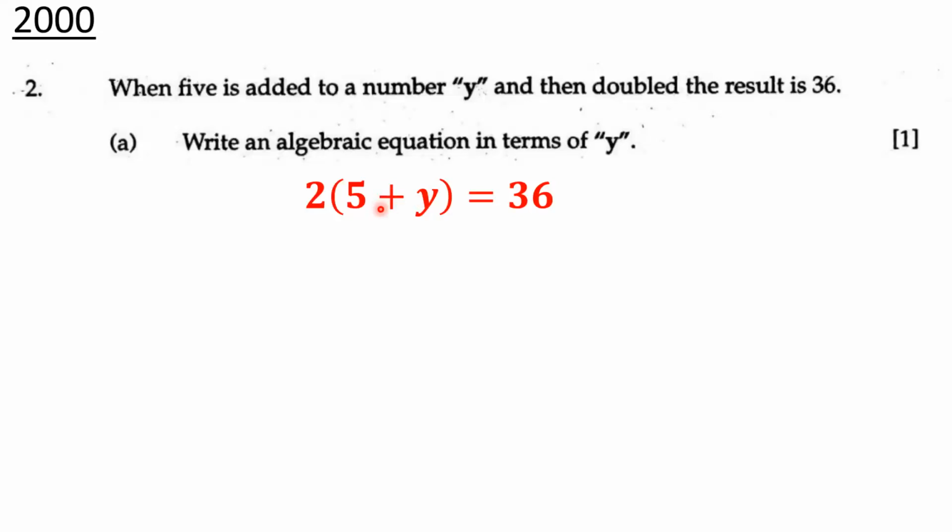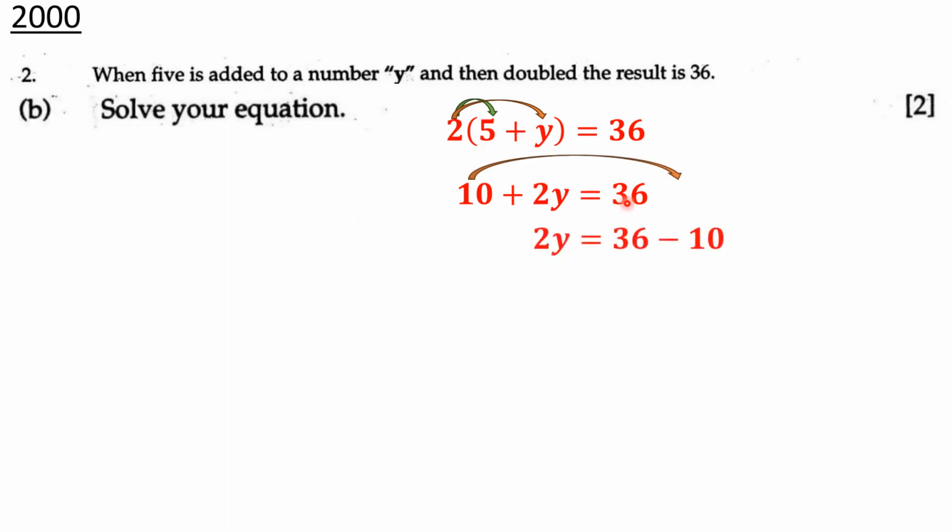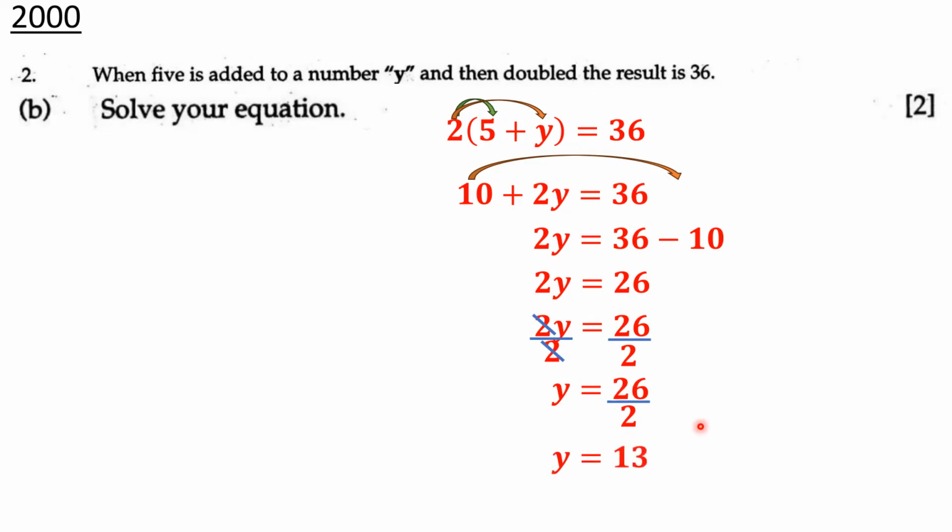Now we have the equation. Now we're going to solve the equation. And so we have to distribute the 2 times 5, and then 2 times y. 2 times 5 is definitely 10, and 2 times y is definitely 2y, equals 36. We're going to send the 10 over the equal sign, so we have 36 minus 10, and 36 minus 10 is definitely 26. We divide both sides of the equation by 2, and we cancel, so we have y is equal to 26 divided by 2. 26 divided by 2 is definitely 13, so the answer is y is equal to 13.